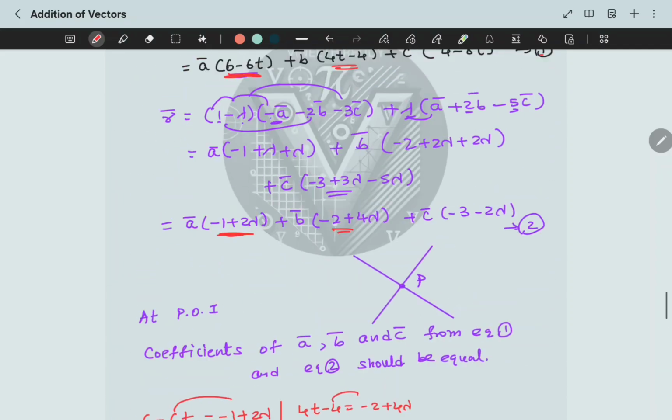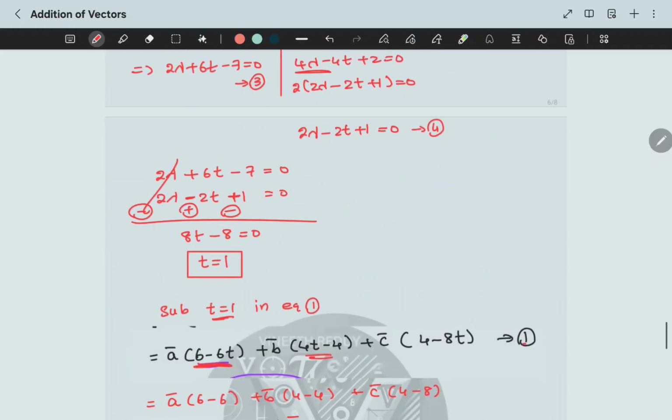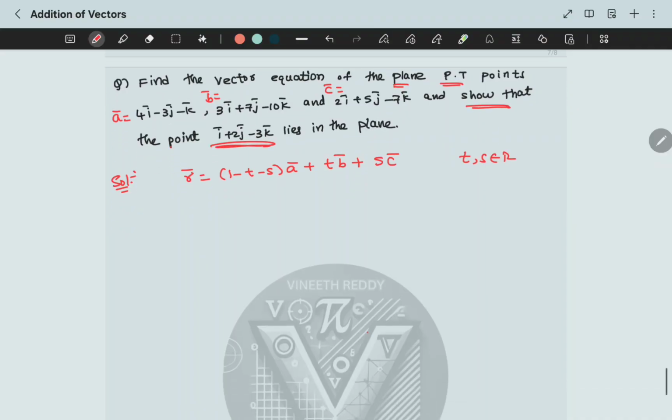So which formula shall we use here? Vector equation of a plane passing through 3 points A, B and C is r bar equals 1 minus t minus s a bar plus t b bar plus s c bar. So we should be using this. He's asking us to find the vector equation of a plane first, so first let us solve that part. R bar is equal to 1 minus t minus s into a bar plus t into b bar plus s into c bar, t, s belong to R. After this we need to show that this point lies in the plane. First let us find the equation of the plane passing through ABC.